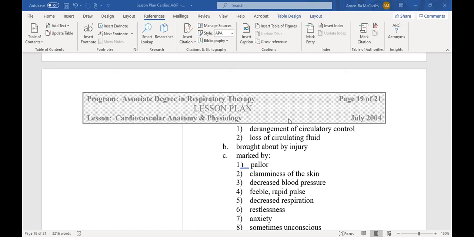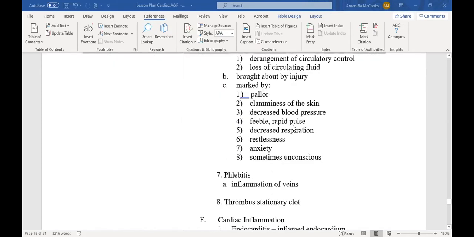How do I know if the person is going into shock? Well, it could be pallor, which means they look pale, right? Clamminess of the skin, decreased blood pressure, feeble, rapid pulse, and you feel the pulse and it's just barely there, and it's fast, right? The heart is trying to survive, but it ain't working, right? Because you don't have any circulation down here, so you barely feel anything, right? Decreased respirations, they start breathing slower. Restlessness, anxiety, and sometimes they go unconscious, okay?